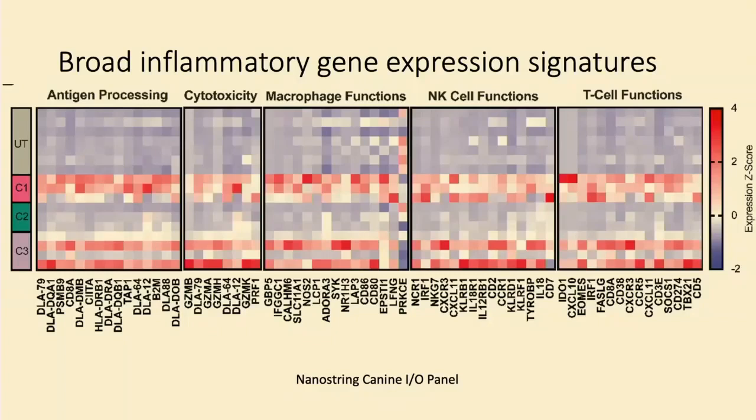Far left, you have the 4 different protocols. Untreated is at the top. And so by and large, untreated, everything's blue, nothing's really happening. 2 days after a single dose, it's a whole lot of red running all the way across for all 3 of those dogs. And that corresponded to T cells, NK cells, macrophages, cytotoxicity, antigen processing.